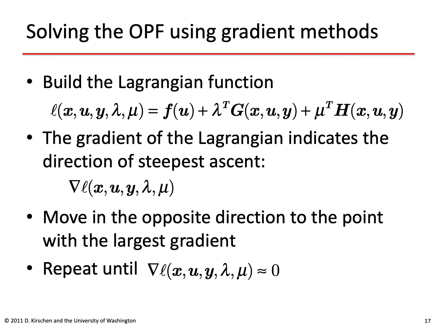So how can we solve the OPF problem? Well, the earliest attempts were using gradient methods, and the idea was to build a Lagrangian function that involved the sum of the objective function plus lambda times the equality constraints plus mu times the inequality constraints. And then to take the gradient of this Lagrangian because it indicates the direction of the steepest ascent. And then we take the opposite direction to go in the direction of the steepest descent. And we repeat that until the gradient is almost 0, indicating that we have found an optimum.